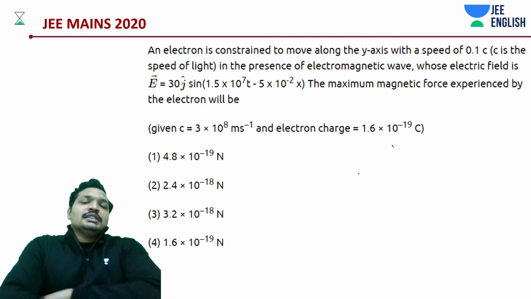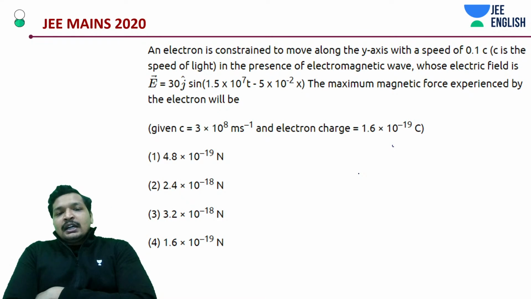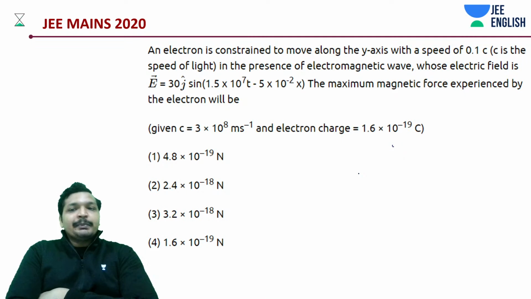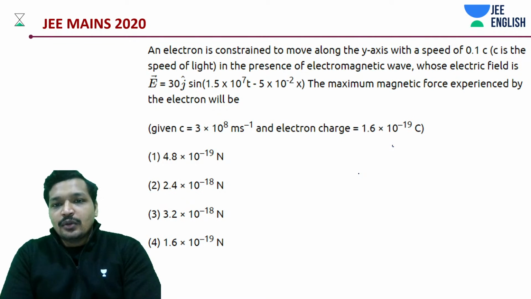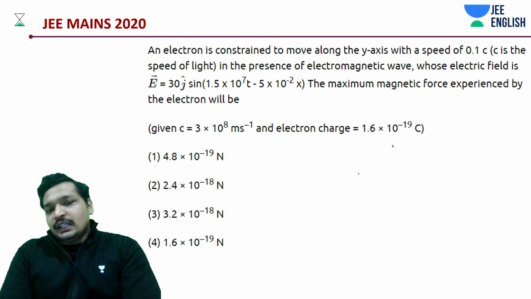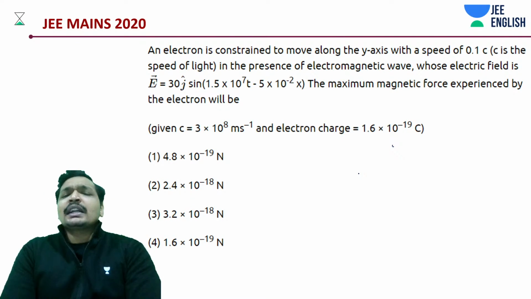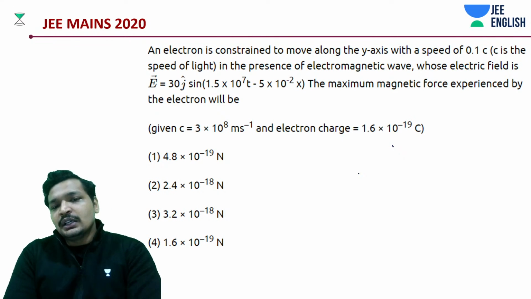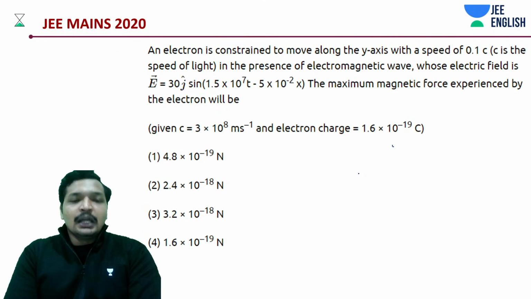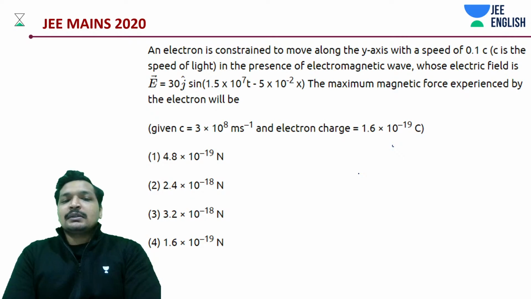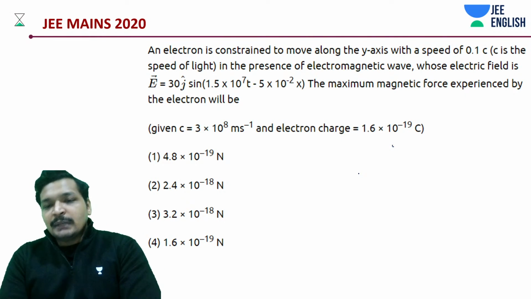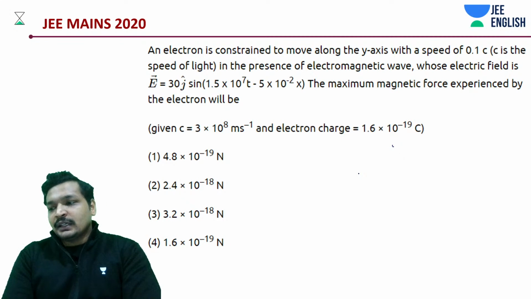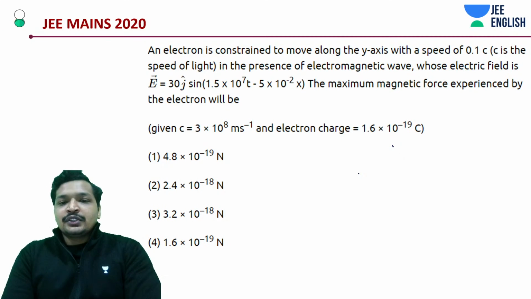Next, again, we have another. This is a very simple question. An electron is constrained to move along the y-axis with the speed 0.1 c, where c is the speed of light, in the presence of an electromagnetic wave whose electric field is given by so and so much. It's an EM wave. You know the relation, I guess, between your magnetic and electric fields. The magnetic force experienced by the electron will be how much? The maximum magnetic force. Now, how do we solve this? Very simple problem.